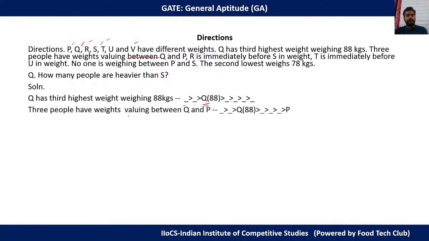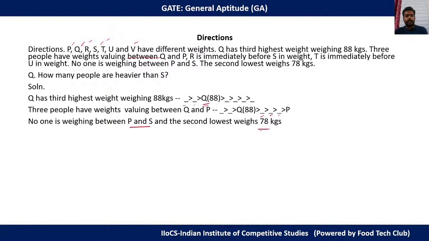3 people have weights varying between Q and P. अब Q और P के बीच में 3 लोग हैं, राइट? तो इस कंडीशन के बाद क्या होगा? Q और P के बीच में 1 2 3 लोग आ गए, राइट? No one is weighing between P and S and the second lowest weight is 78 kg. Okay? तो इसका मतलब क्या हो गया?